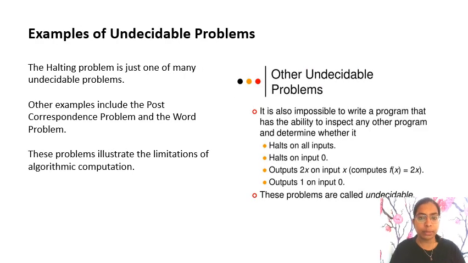Examples of undecidable problems. The halting problem is just one of many undecidable problems. Other examples include the Post correspondence problem and the word problem. These problems illustrate the limitations of algorithmic computation.